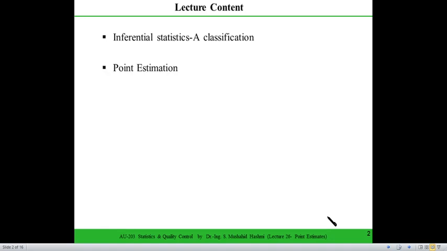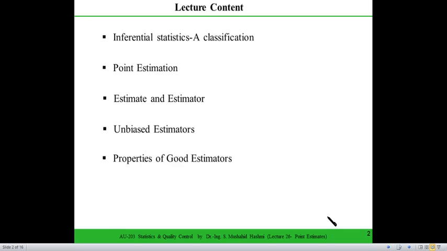Then we will go into point estimation, and then differentiate between what is a point estimate and what is a point estimator. And then we will look into unbiased estimators, the definition of unbiased estimators, and then the properties of good estimators. Unbiased estimator is one of its properties. And then we will look graphically at the relationship between the bias and the variability.